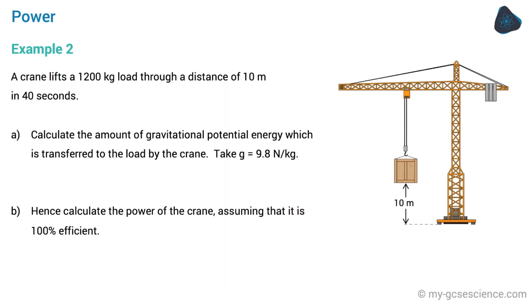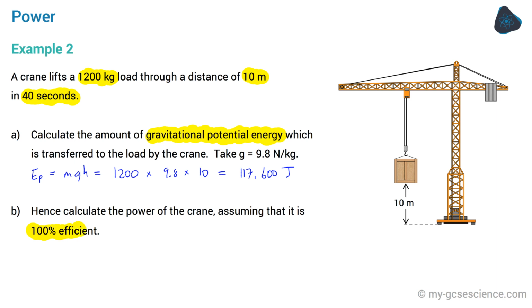Let's build things up now with example 2. As you can see, the crane is lifting a load of mass 1200 kilograms through a vertical distance of 10 meters in a time of 40 seconds, and in part A, we need to work out the amount of gravitational potential energy which the crane transfers to the load, so let's give it a go. Remembering our equation, we have EP equals mgh, and subbing in that becomes 1200 times 9.8 times 10 to give an answer of 117,600 joules.